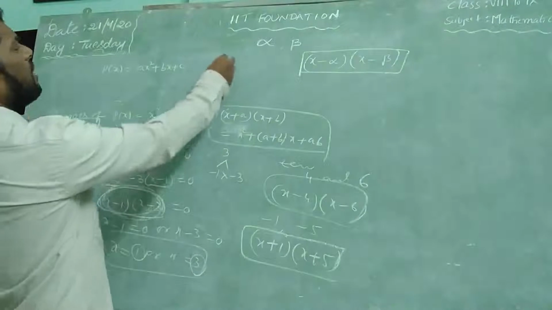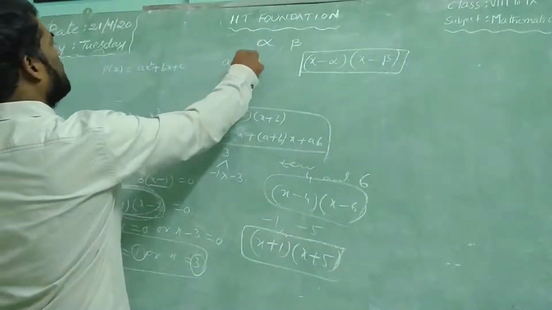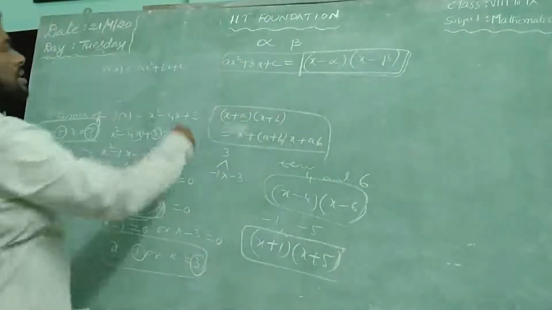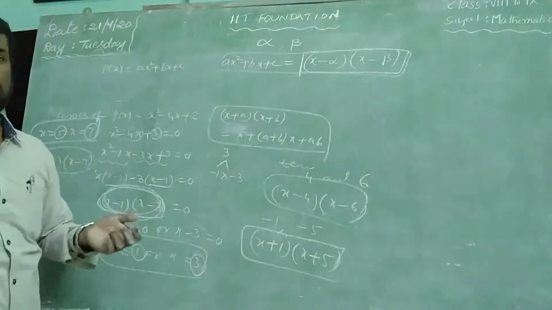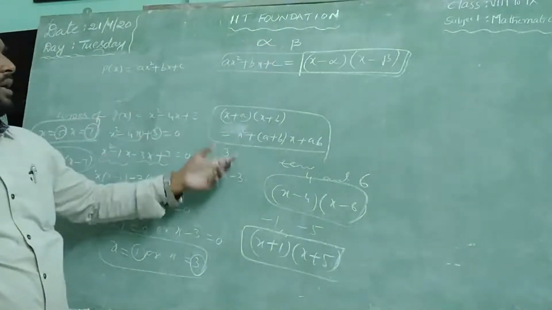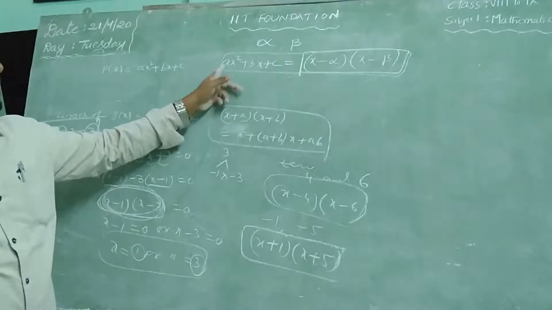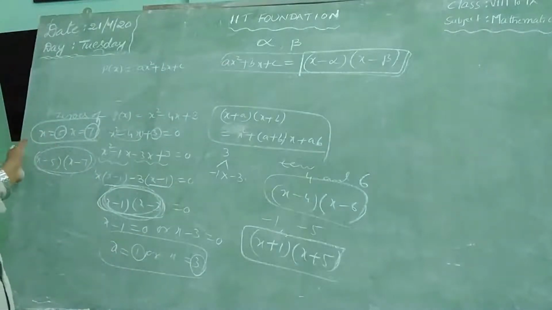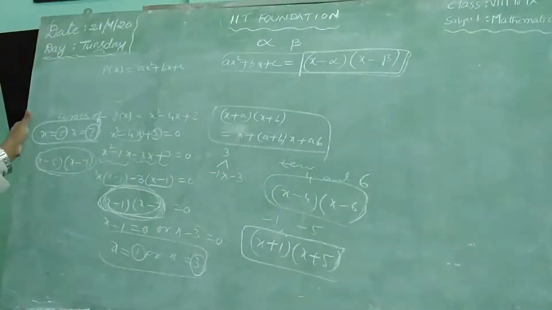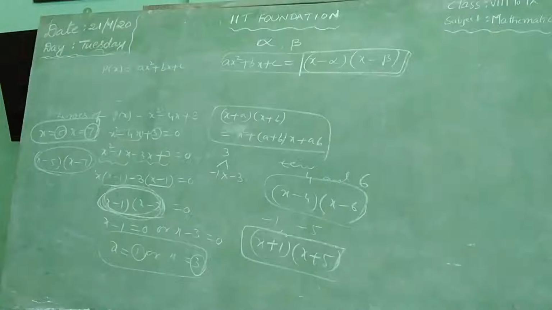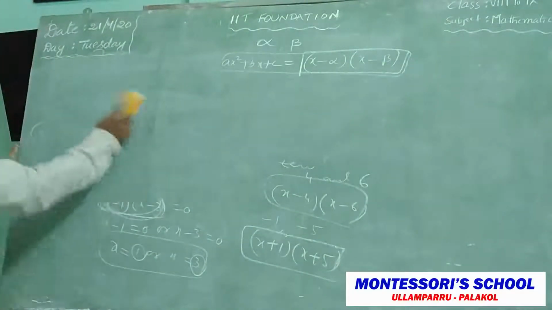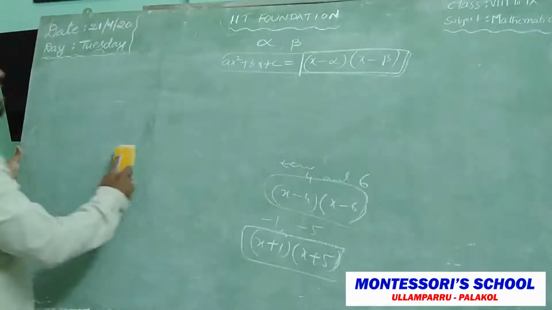If we take the quadratic polynomial as ax square plus bx plus c, then ax square plus bx plus c is equal to x minus alpha into x minus beta, where alpha comma beta are the zeros of the quadratic polynomial ax square plus bx plus c. Now if you simplify, then you get one more relation. Now we derive the relation between zeros and coefficients. Here we take some constant also.